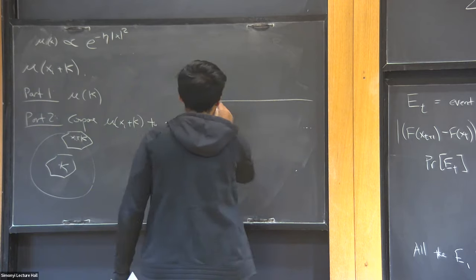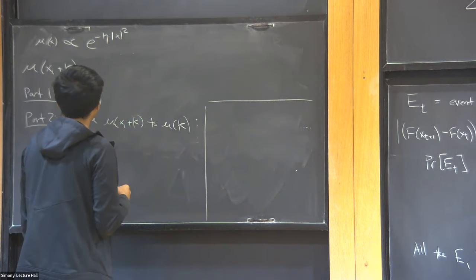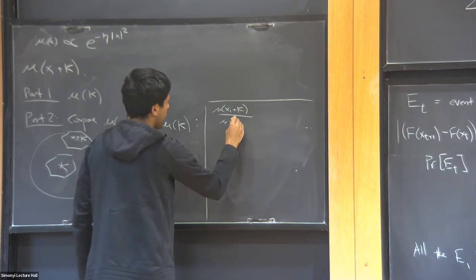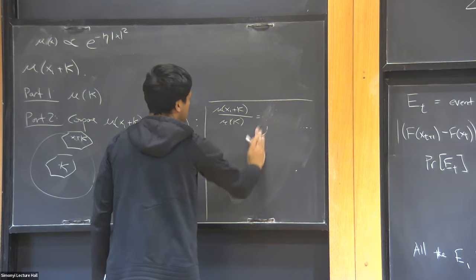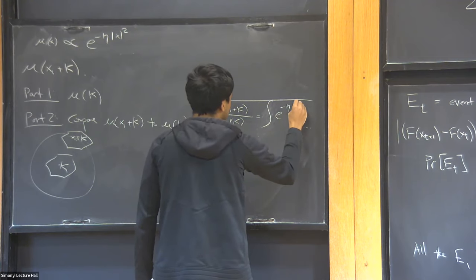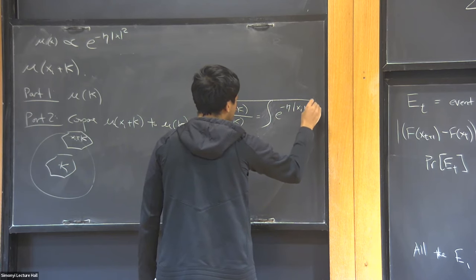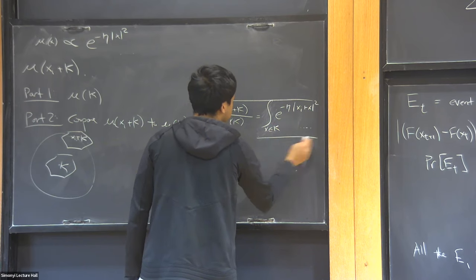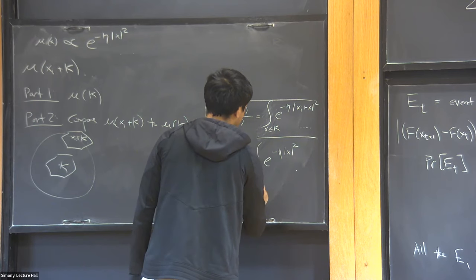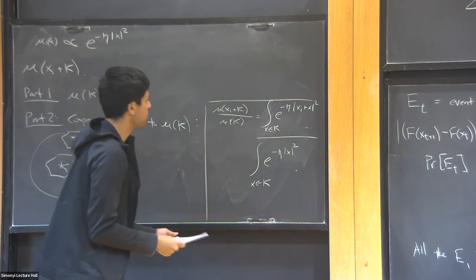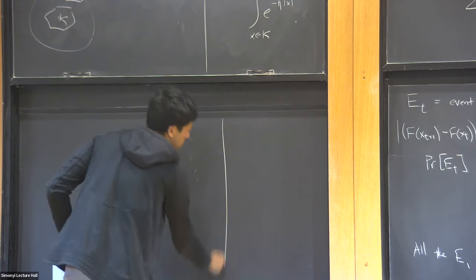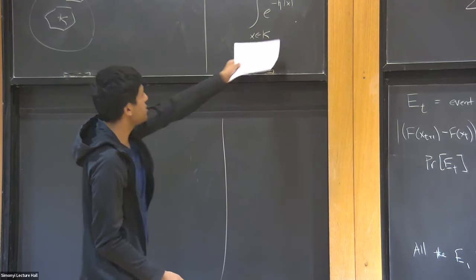And to do this, we just do the following sequence of inequalities. Mu of xi plus k divided by mu of k is the following ratio: the integral over x in k of e to the minus eta times the norm of xi plus x squared, divided by the integral over x in k of e to the minus eta x squared. Let's focus on the numerator, because the denominator doesn't have an xi.